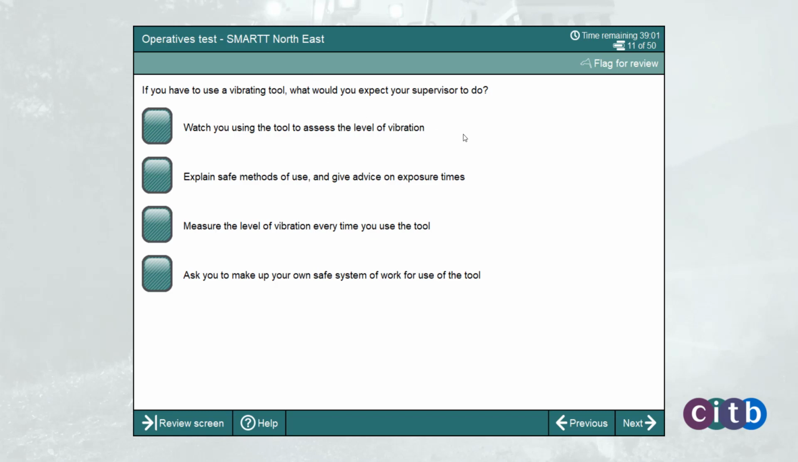If you have to use a vibrating tool, what would you expect your supervisor to do? Watch you using the tool to assess the level of vibration. Explain safe methods of use and give advice on exposure times. Measure the level of vibration every time you use the tool. Ask you to make up your own safe system of work for use of the tool.